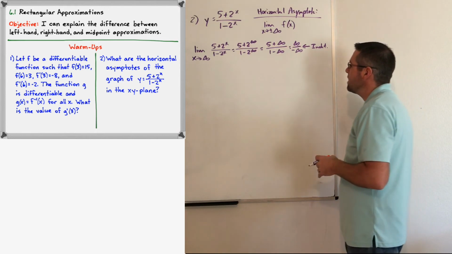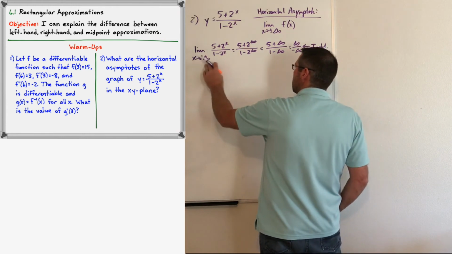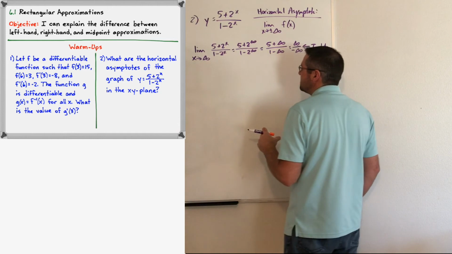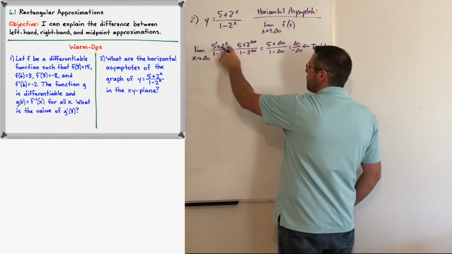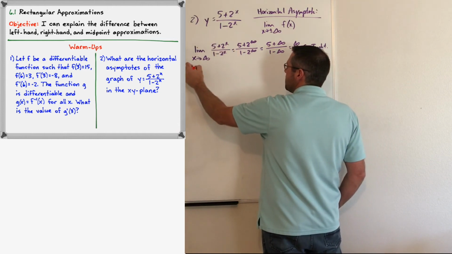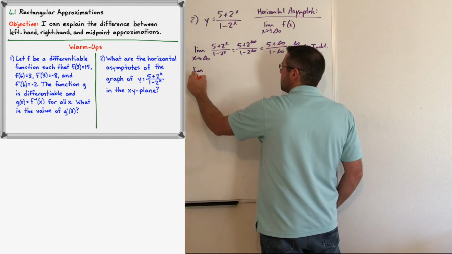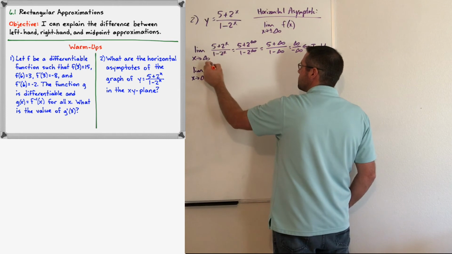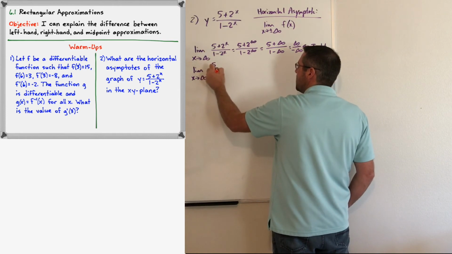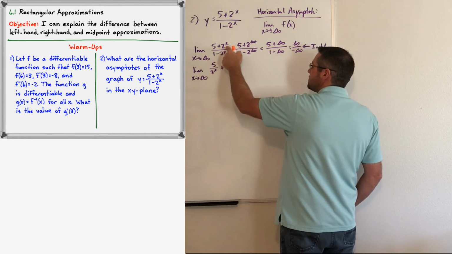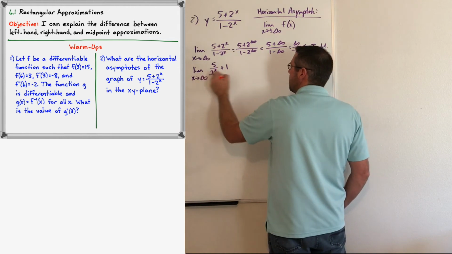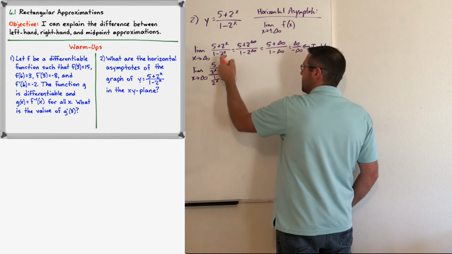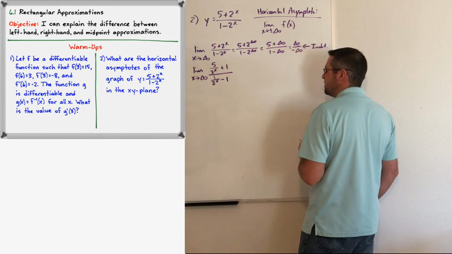When we're taking the limit as x approaches infinity, one very effective method is to divide by the highest power. In this case, our highest power is 2 to the x. So I'm going to divide the top and the bottom both by 2 to the x. I end up with 5 over 2 to the x plus 2 to the x over 2 to the x, which is just 1, over 1 over 2 to the x minus 2 to the x over 2 to the x, which is 1.